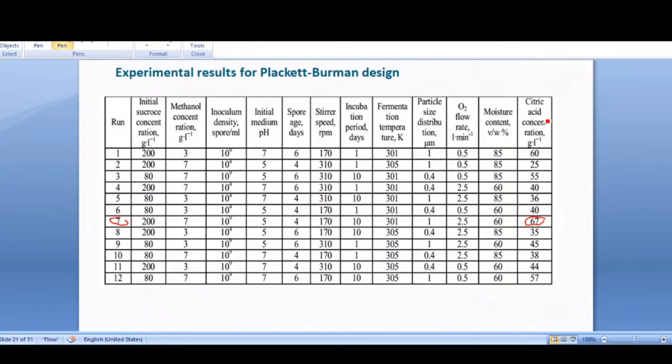Citric acid concentration, or one more response I can add, yield also. Okay. So we can have multiple responses also. So how many have you taken here? Response 1 and response 2. But in this diagram for the Plackett-Burman, you have only taken one particular response, that is citric acid. Yes, ma'am. Okay. So only citric acid you could keep as the response, and you have taken all these independent parameters.